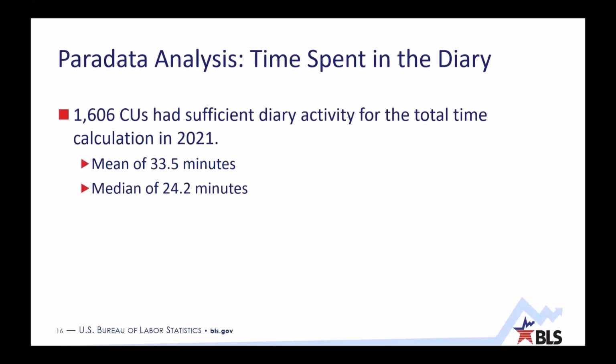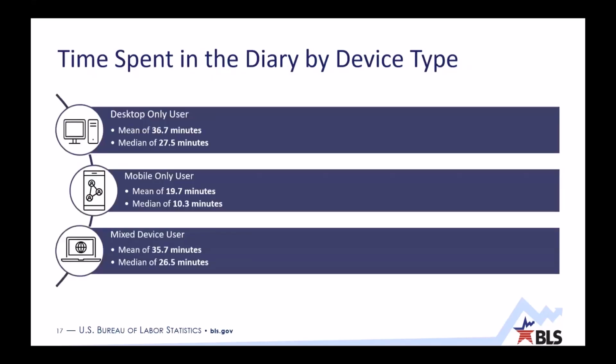So after we actually put these restrictions into place, it cut down on the number of CUs we could look at, and we had 1,606 left from the original 1,801 that had sufficient activity for a time to be calculated. And we can see here that online diaries in 2021 had a mean average of 33.5 minutes and a median of 24.2.